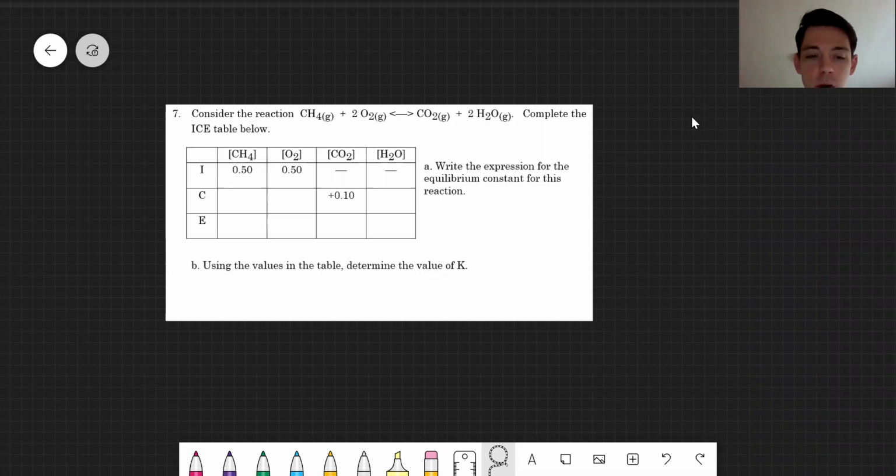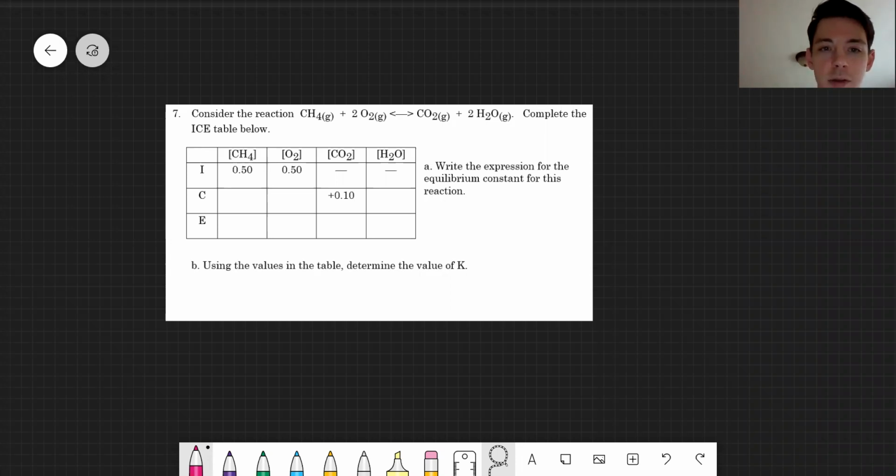This is probably the hardest problem on the worksheet because it involves an ice table. Those tend to be trickier than the more conceptual problems you saw before. Okay. This table has some of the values filled in. So let's look at this reaction.